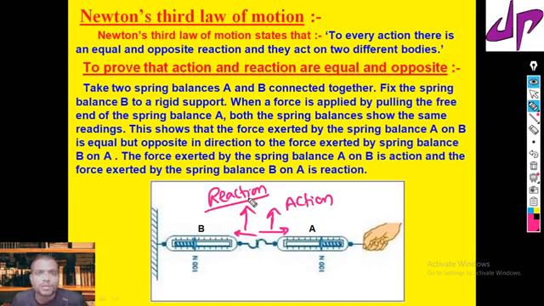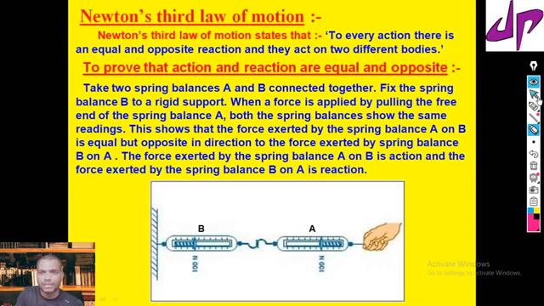Both are exerting force on each other. The force exerted by spring balance A on B is action, and the force exerted by spring balance B on A is the reaction. So these all are general examples of Newton's third law. Let us see this in the demonstration. For every action, there is an equal and opposite reaction. This statement is Newton's third law.